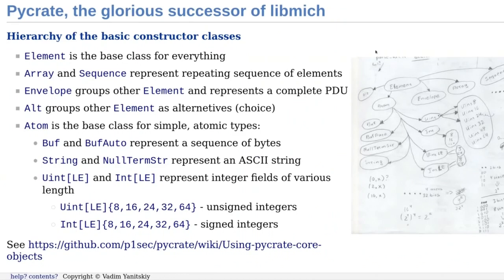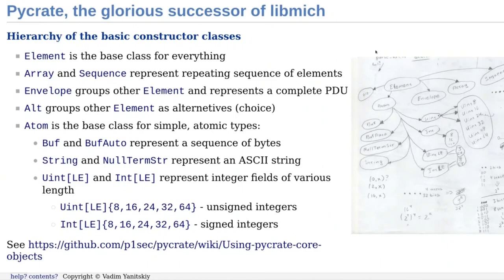Also, from ASN.1, there is an element similar to choice, called Alt, which is actually like alternative, and it's similar to Envelope. It contains some elements, but only one of them will be in the actual message, depending on some conditions that you declare. And Atom is a base class for small atomic types that you will be using most of the time.